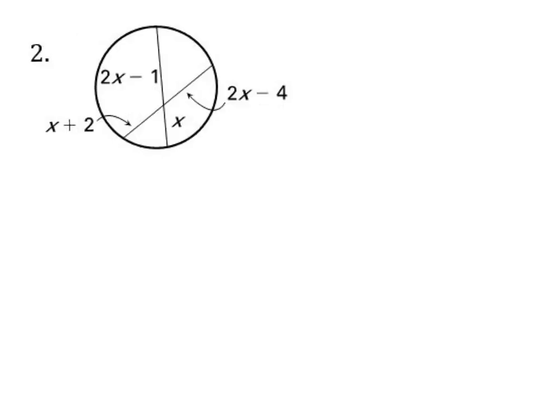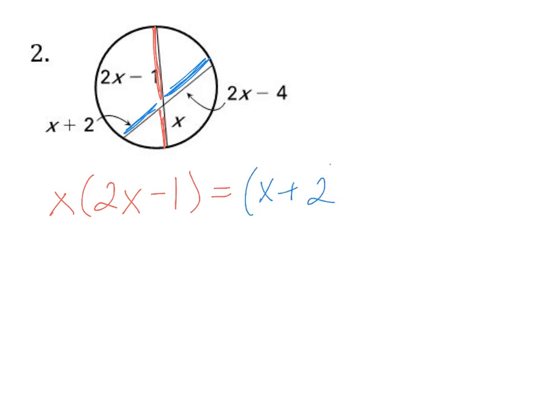Now this next example does seem a little bit harder from the start, but just use the same concept that we used on the previous one. My chords are broken up into these two different pieces, and I'm just going to multiply those pieces together. First I'll do the red. We got x times (2x minus 1), and this is equal to the product of the blue ones. Now remember to use parentheses around your expressions.